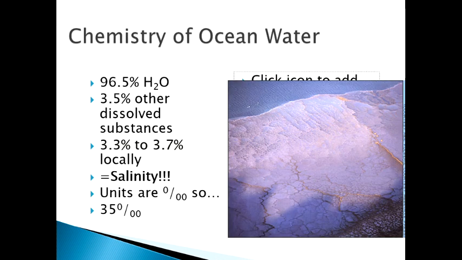So let's look at the chemistry of ocean water itself. Ocean water is not just H2O. It is 96.5% water and 3.5% other. And that varies. We'll show a picture of that, a map of that later. And we call that other its salinity. We don't measure it in percents, which is the normal way that most people think of these things. We measure it in parts per thousand. So it's the same thing. 3.5% is equal to 35 parts per thousand.